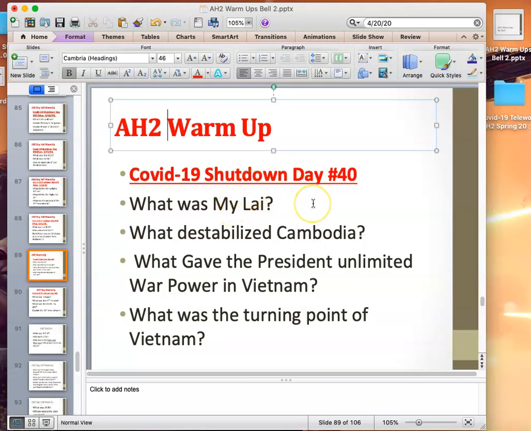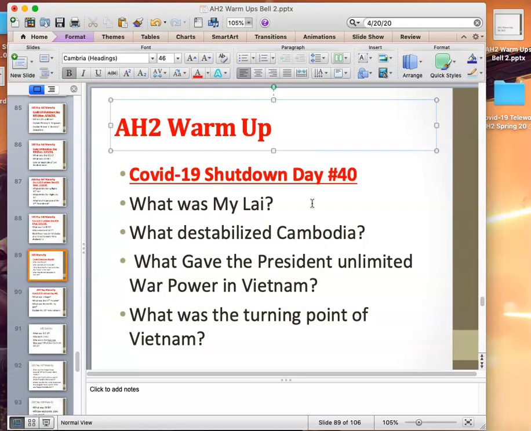What was My Lai? My Lai was a massacre by the United States military in a village in Vietnam where many women and children were killed. The men were people who were fighting in the VC, the Southern Communist Vietnamese Army, the VC being the Viet Cong, and Lieutenant Calley ordered that his men go in there and commit horrific acts towards these people at the My Lai village. What destabilized Cambodia? Two things: the Khmer Rouge Socialist Party and the bombings by Richard Nixon.